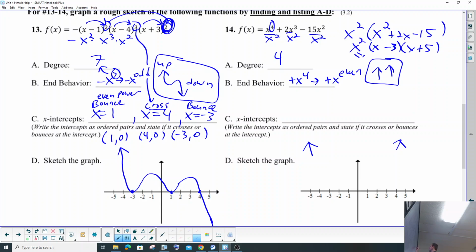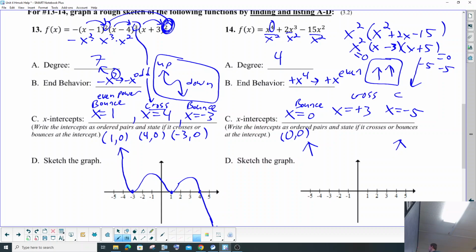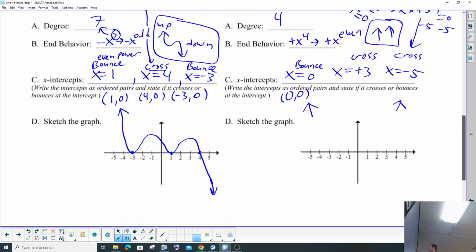So the x squared you also set equal to 0. So you have x equals 0, and it's going to be 0, 0 for your ordered pair. And that is a bounce. The reason why that is a bounce is because it's x squared, and squared is an even power, which means bounce. Then we set x minus 3 equal to 0, and you get a plus 3. And then set the other one equal to 0, minus 5 to the other side, and you get a negative 5. And those two are cross through. So then, up, up. And so we have 0, negative 5, and 3.